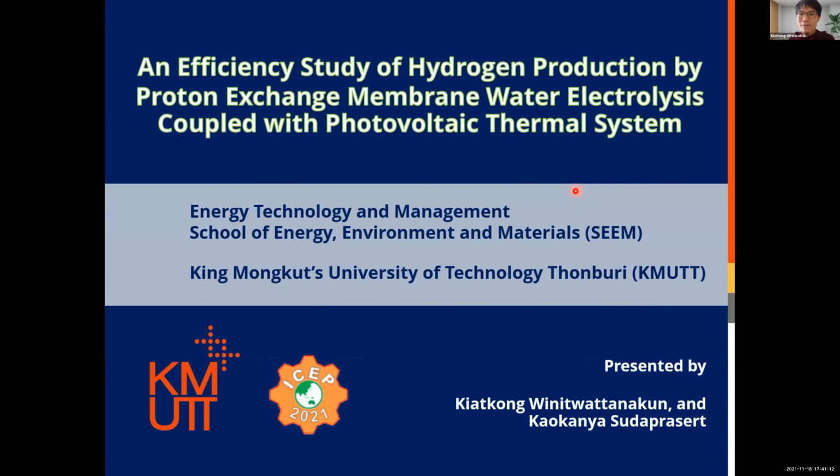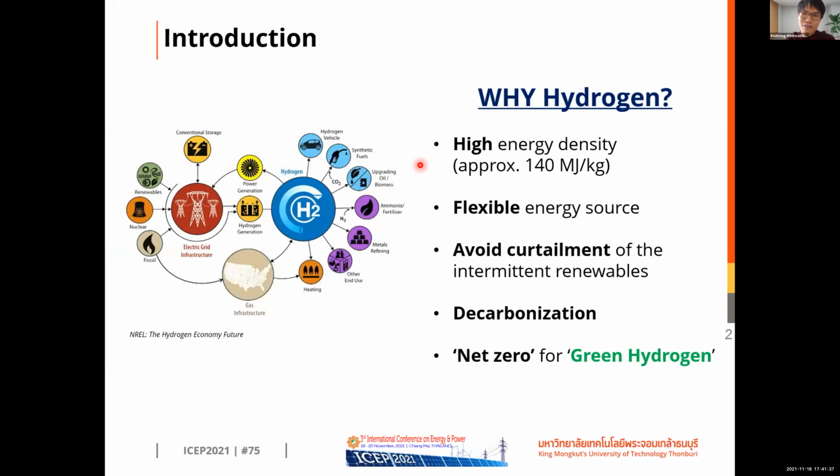Good afternoon, everyone. My name is Kiat Kong Winit Watanakun from King Mongkut University of Technology, Thonburi. So my topic today is an efficiency study of hydrogen production by proton exchange membrane water electrolysis coupled with a photovoltaic thermal system. It is quite long, but please follow me for this topic. Here, okay, firstly, why we need to focus on hydrogen. Here you can see its properties.